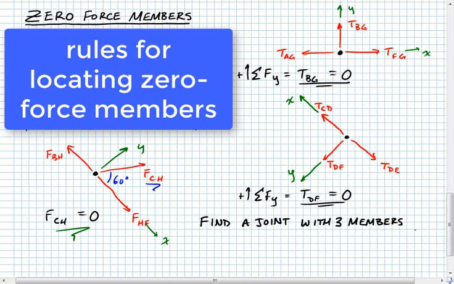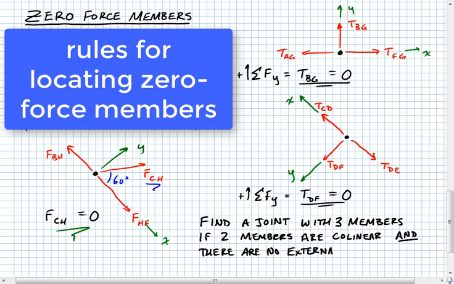All right, and what you do after that is you look and see if only 2 of the members are collinear, and there are no external forces, external loading or anything like that, acting at that joint. Then what we can say is the third member, the non-collinear one, is a 0 force member.